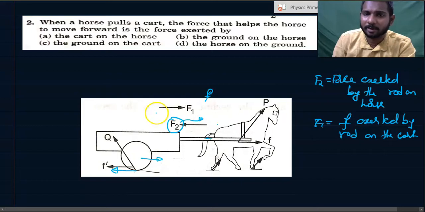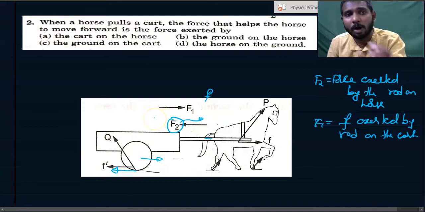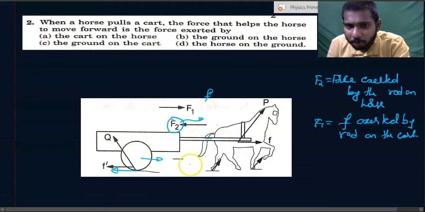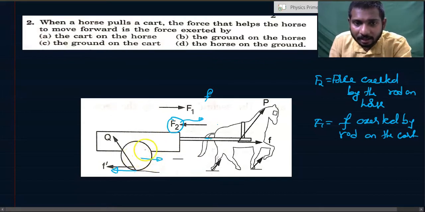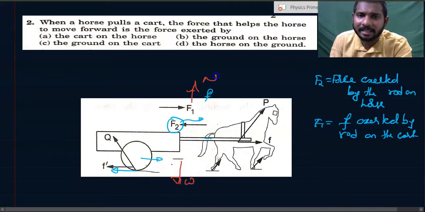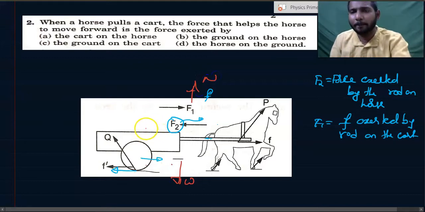Force exerted by the rod on the cart and force exerted by the cart on the rod. Both are equal. But what actually is making the horse move ahead? You see, when the horse is exerting a force, you'll also see the entire system's weight acting downwards and the normal force acting upwards. That is balancing, because the system is not moving up and downwards.